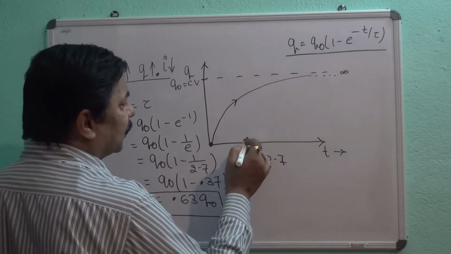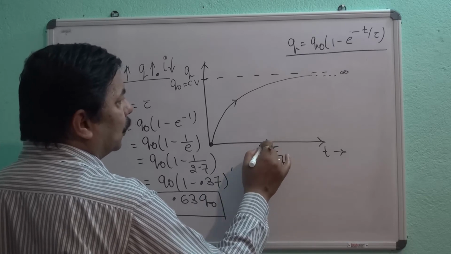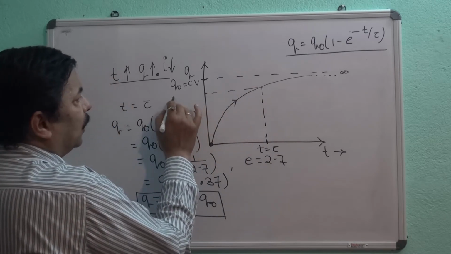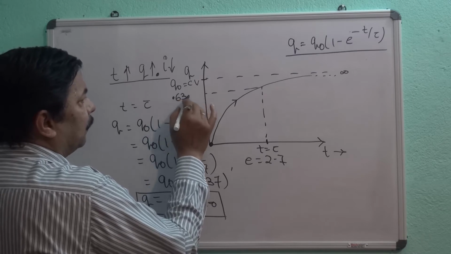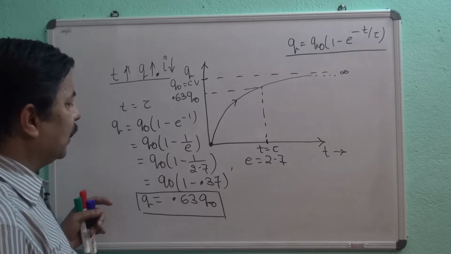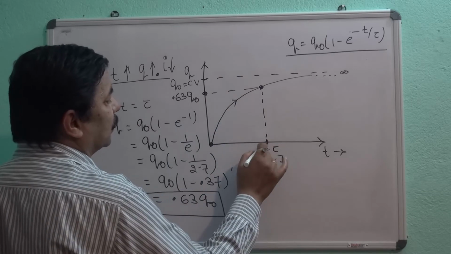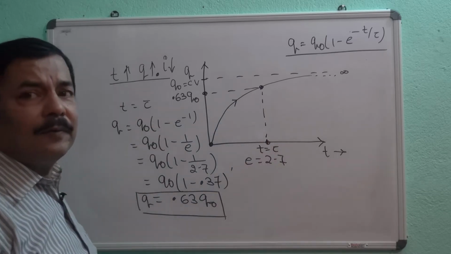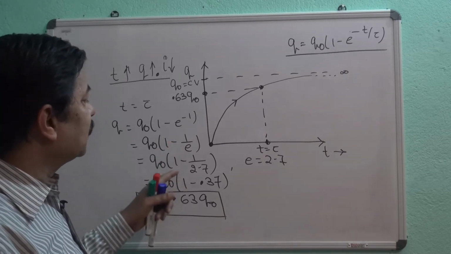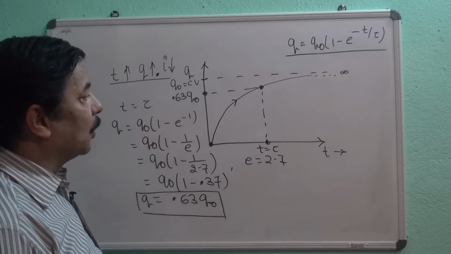So if here I am taking t is equal to tau, then you will be getting this value, 0.63 q naught, that is 63%. So this is your time constant. So the time constant is that value of time in which the charge on the plate of the capacitor becomes 63% of the maximum charge. So this is the time constant.